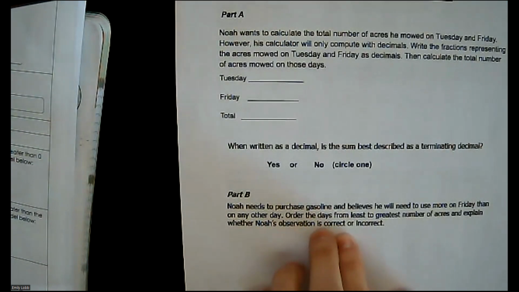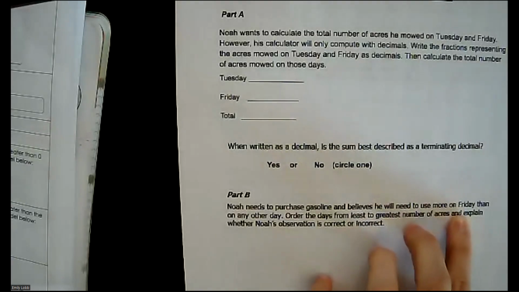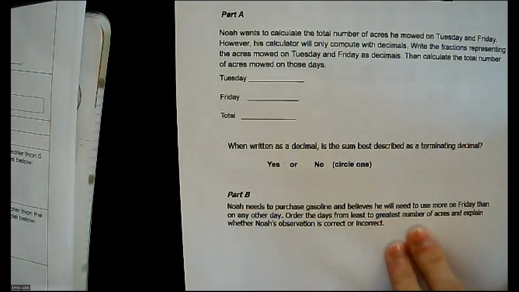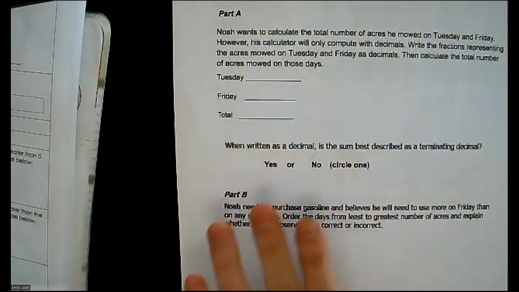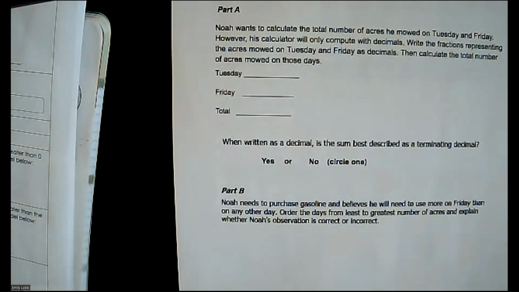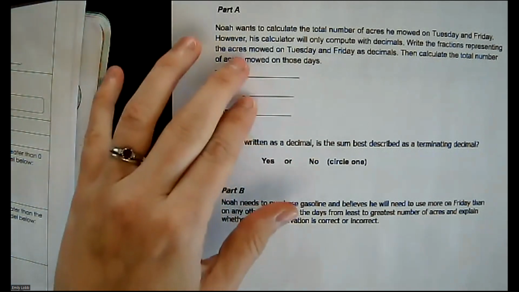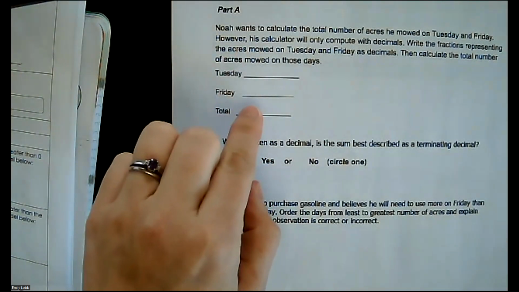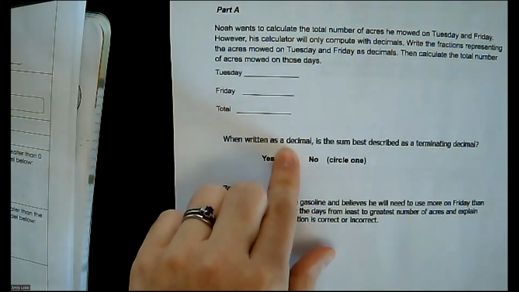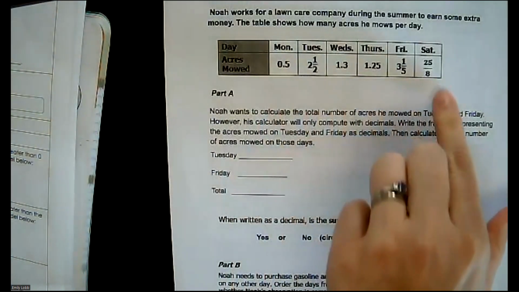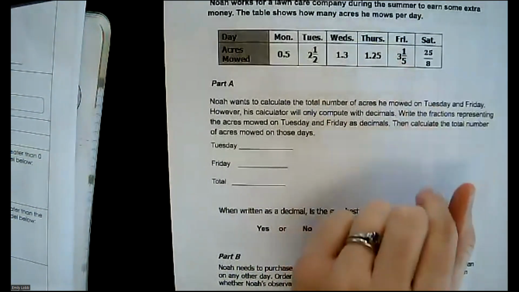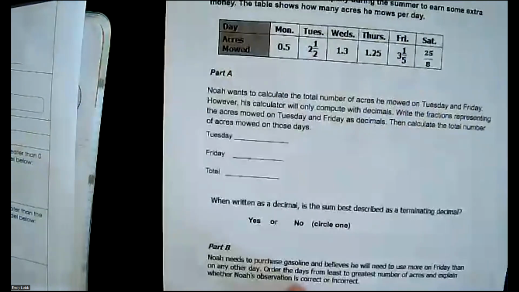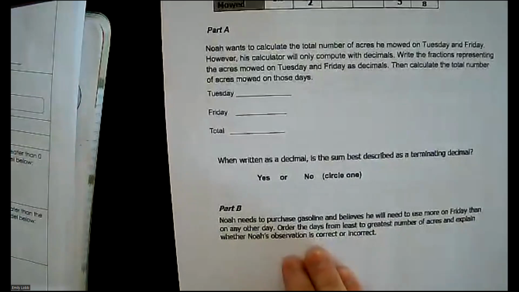Was Noah's observation correct or incorrect? Is Friday the greatest amount of acres? Yes. That's up to you to decide. All right, so you're just showing that. Are there any questions on this first page and what is expected of you? So you're changing two fractions to decimals, you're adding them together, you're answering a simple equation. Then you're comparing decimals. You might have to change Friday into a decimal if you want to look at them all so that you can compare decimals.